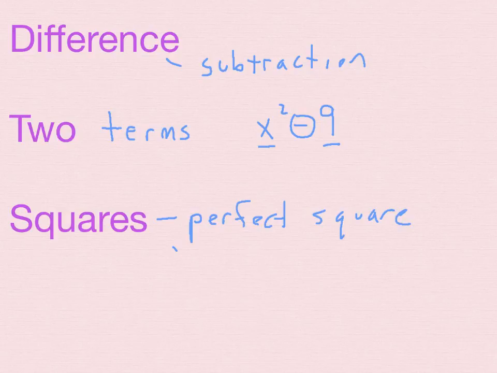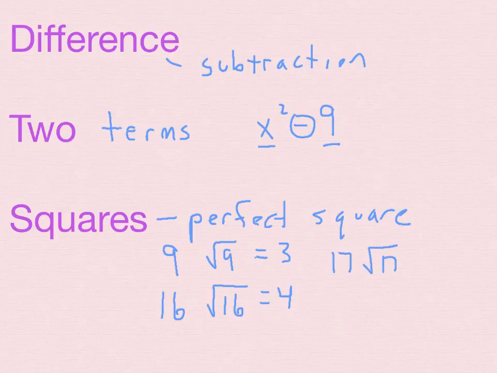So for example, 9. Because the square root of 9 is equal to 3, 9 is a perfect square. 16. The square root of 16 is 4, so 16 is a perfect square. 17. The square root of 17 is 4.123. Therefore, 17 is not a perfect square.